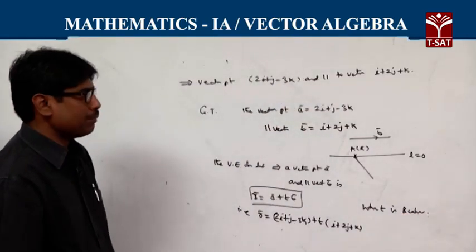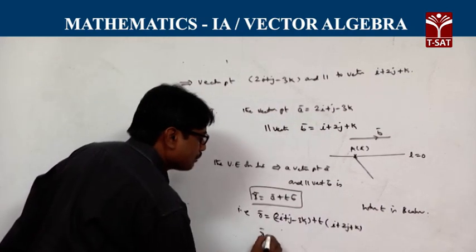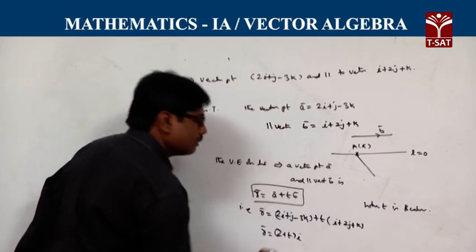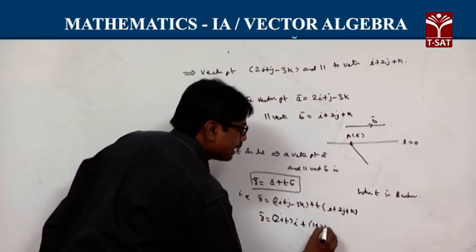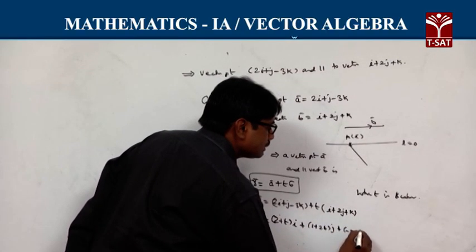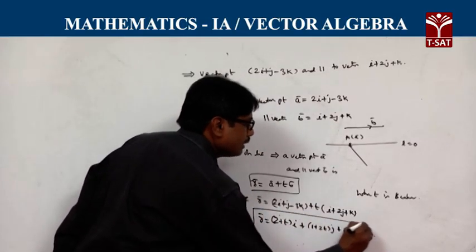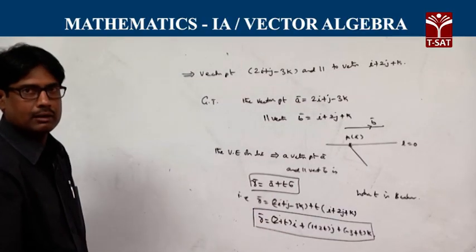Better separate i bar, j bar, k bar component wise. So, your r bar can be written as 2 plus t times of i bar, plus 1 plus 2t times of j bar, plus minus 3 plus t times of k bar. This will be the equation of the line passing through a vector point a bar and parallel to b bar.